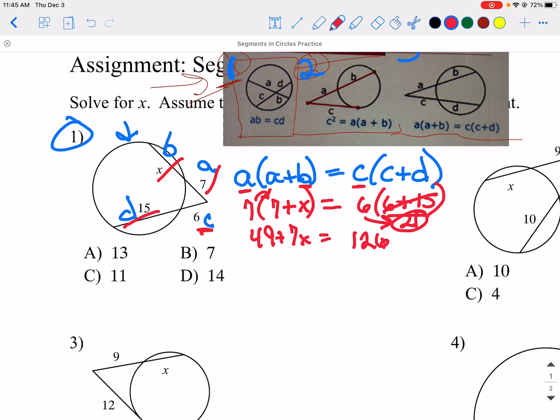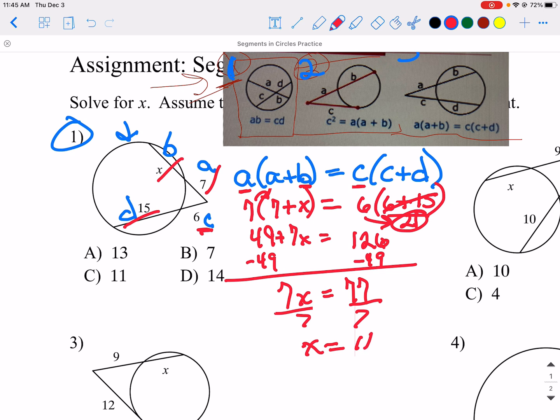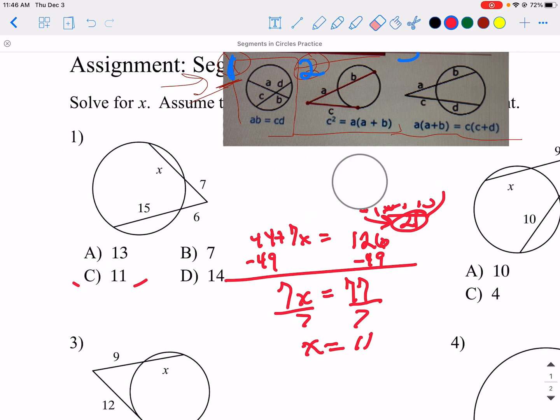Now I'm solving for X, so I have to subtract 49 from both sides. My voice is scratchy, so sorry about that. And then 126 minus 49 is 77. Then divide by 7, so X equals 11. So in this case, X would be 11. Okay, so that's an example using that. So now I'm going to go ahead and clear that and go on to another problem.